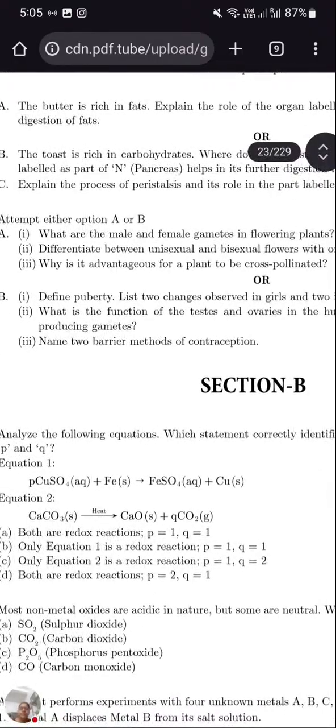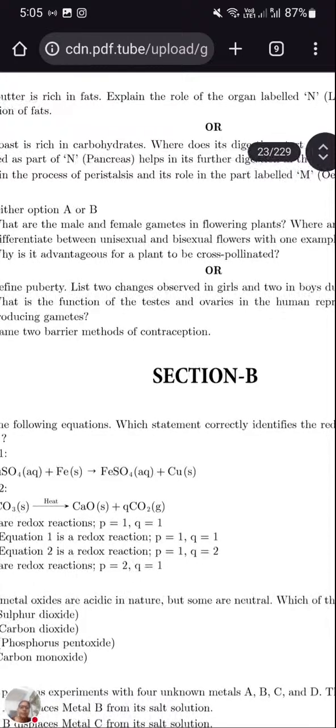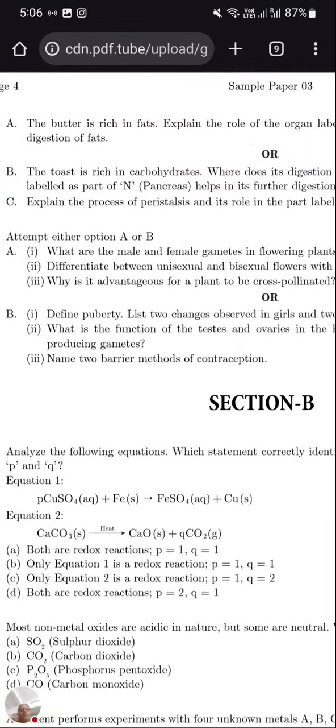Next question: why is it advantageous for the plant to be cross-pollinated? So what is the advantage of cross-pollination? When there is cross-pollination, there is development of variation, so it will lead to different characters. Whereas in asexual reproduction, the same kind of parent will be produced.